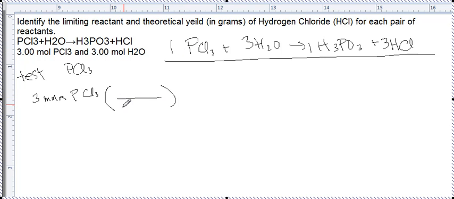I'll get 1 mole of PCl3 and I'll get 3 moles of HCl. And that's supposed to be moles. I forgot to write it. Does that make sense?